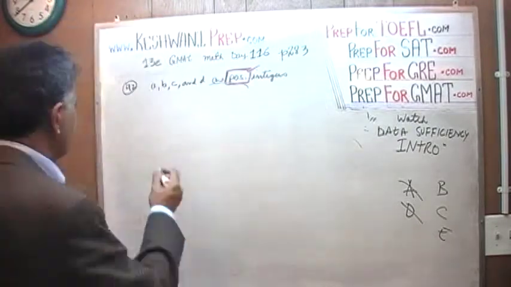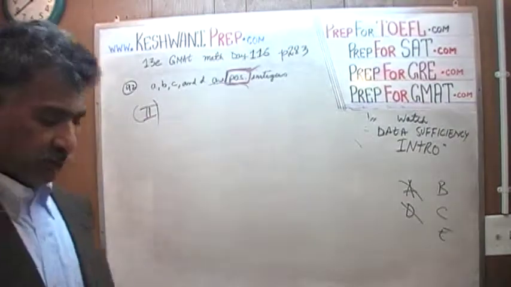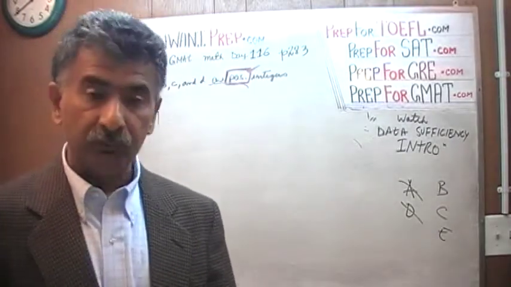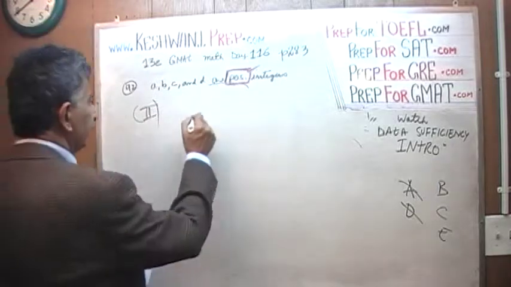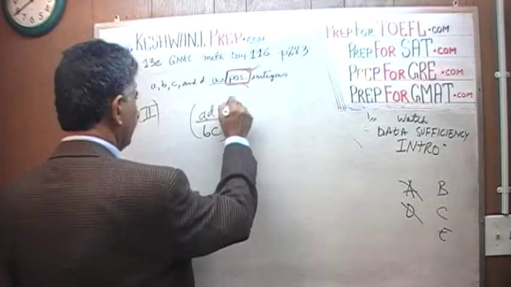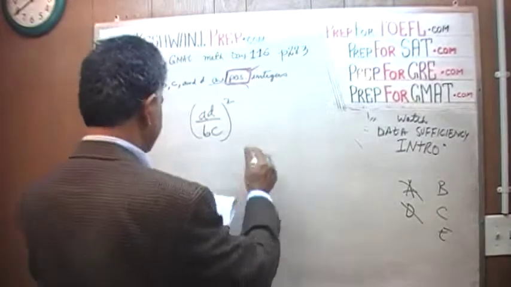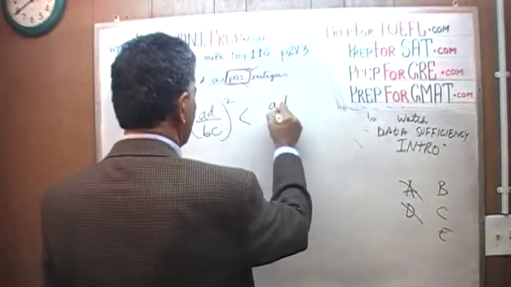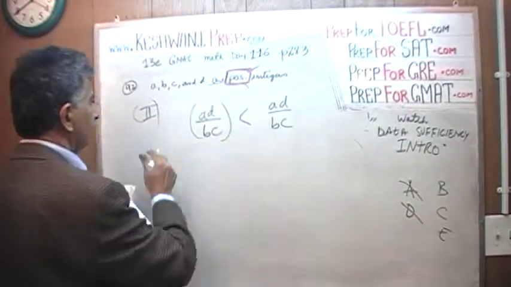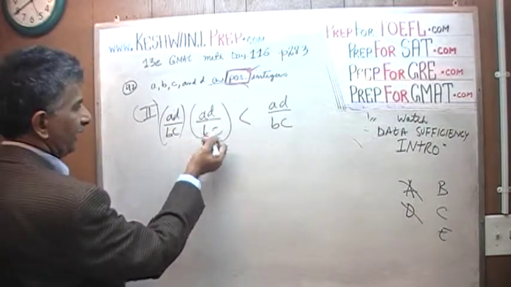Now let's do the second statement. Second statement, you will find, is not that much of a hassle. It's a very straightforward algebraic manipulation of two steps. Very simple. They tell us that AD over BC squared is less than AD over BC. So this squared thing is the same as AD over BC times AD over BC.